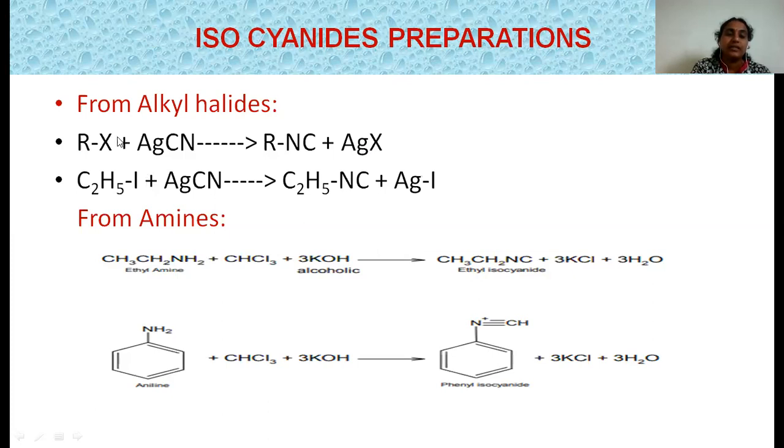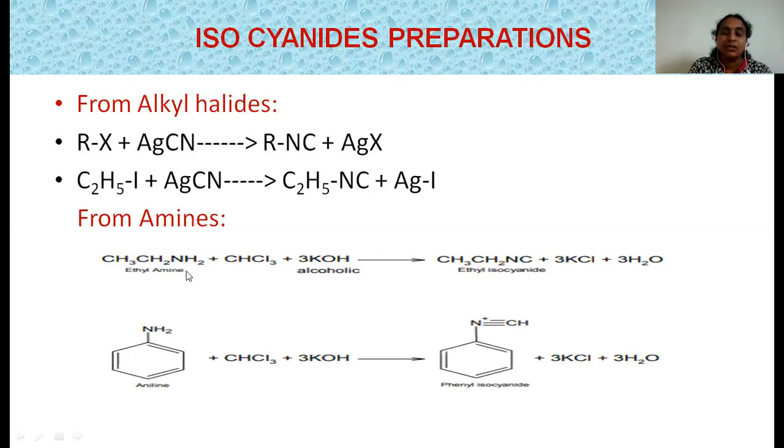For this equation, the example is ethyl iodide reacting with silver cyanide, which produces ethyl isocyanide, and silver iodide also forms. This is the byproduct. And another preparation method, which we have studied in the amines reaction, is the carbylamine reaction.